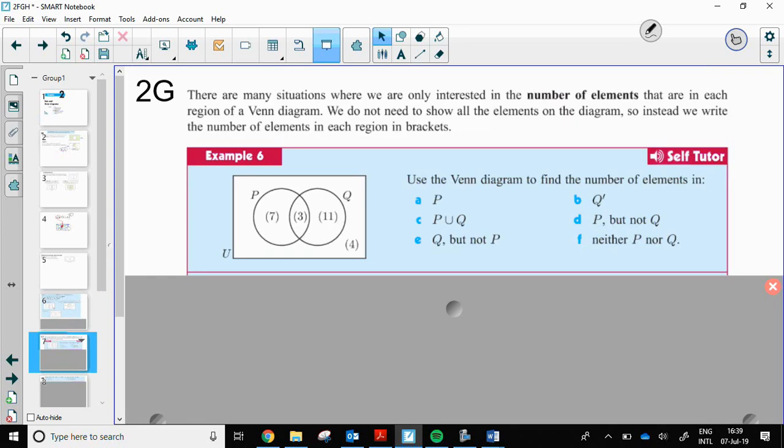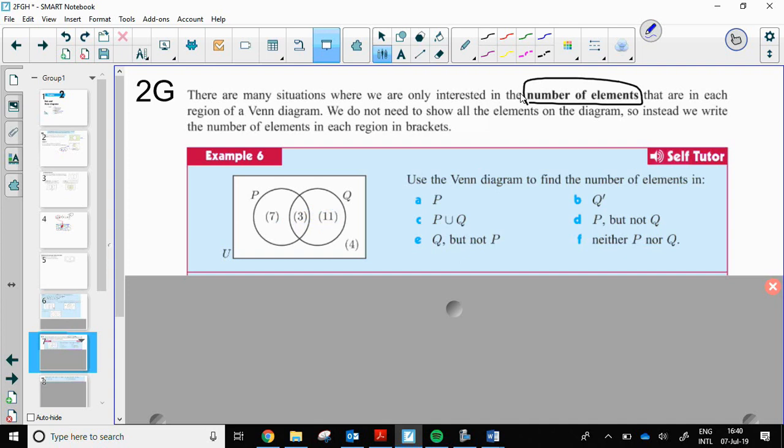Onward to section G. So this is just about problems where we're very interested in how many elements there are in various regions of the Venn diagram. So oftentimes there's just going to be a lot of elements in these sets, and so one way to illustrate that is by using parentheses. So this doesn't mean the number 11 is in the set Q, it just means that there are 11 elements that are in set Q, but which are not in set P. There are actually 3 elements that are in set Q and are also in set P, for a grand total.